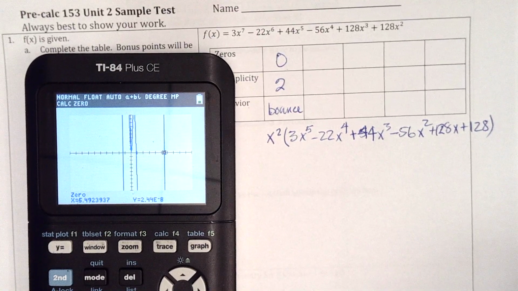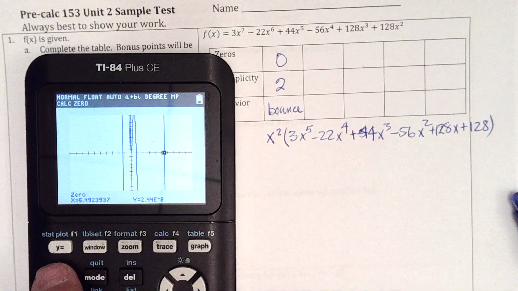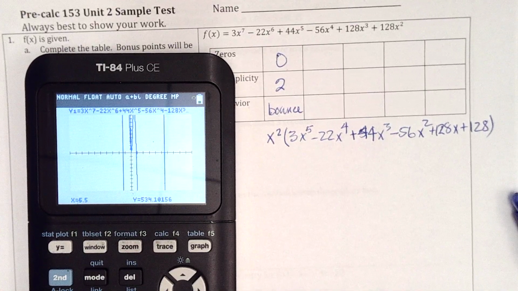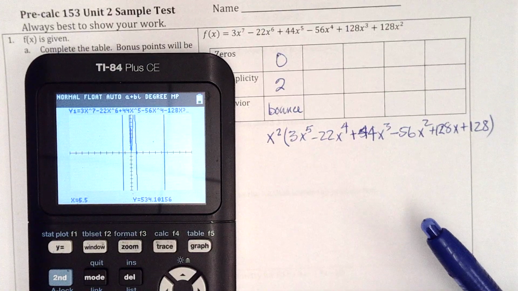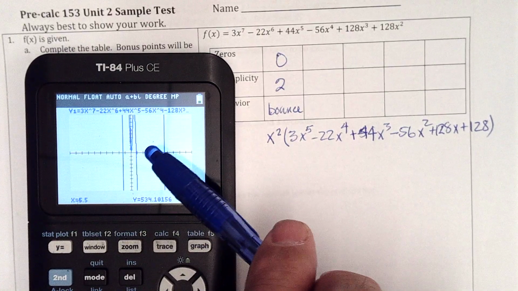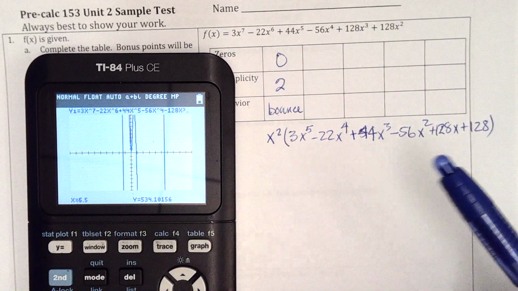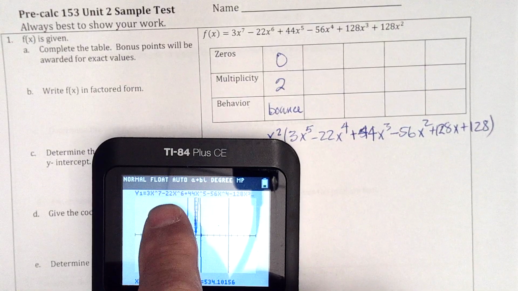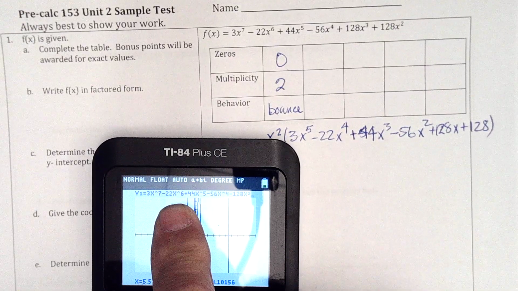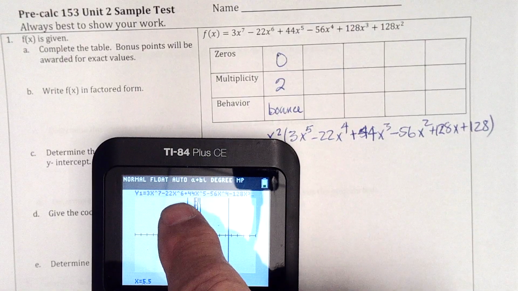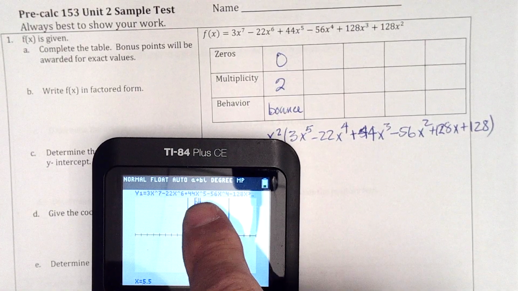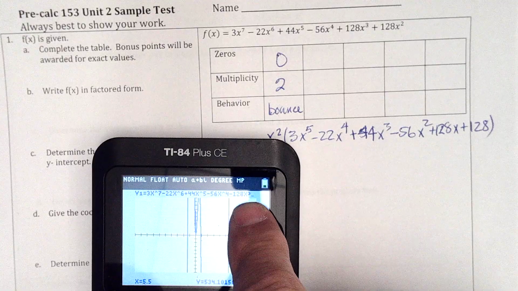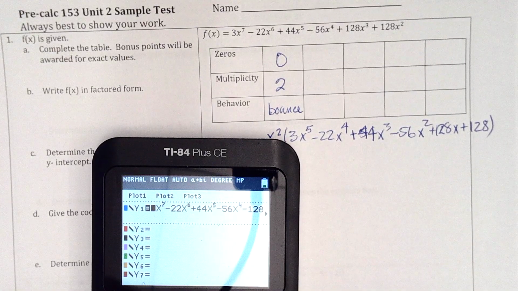It's close to 5.5. Let's go to second, calculate the value at 5.5. It's not 0. Did I type something wrong in here? Because that doesn't. 3x to the 7th minus 22x to the 6th plus 44x to the 5th minus 56x to the 4th plus 1. Oh, it's supposed to be plus 128. And there's the problem.